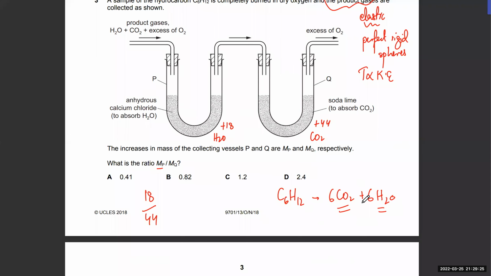ठीक है? They both produce in the same ratio. So what do you get? 18 divided by 44. Whatever you're going to get, that's going to be your answer. Okay, if you have a calculator. किसी पास है calculator? What's the answer for this? What is 18 divided by 44? Sir, it's coming 0.409. ठीक है. So 0.41.